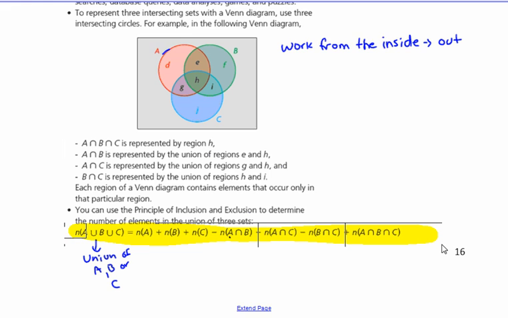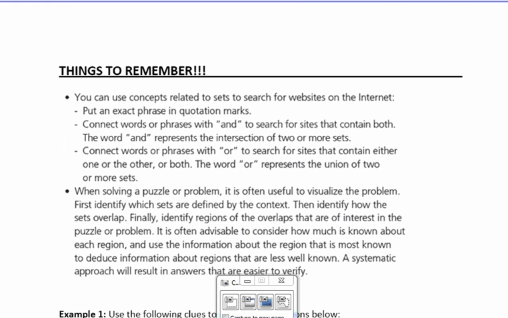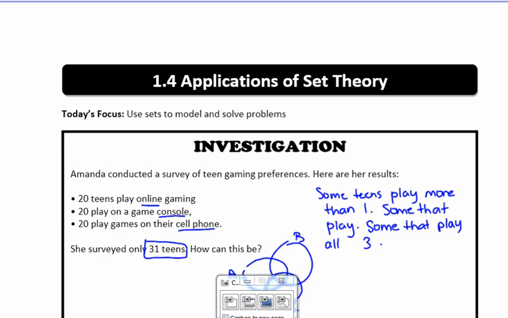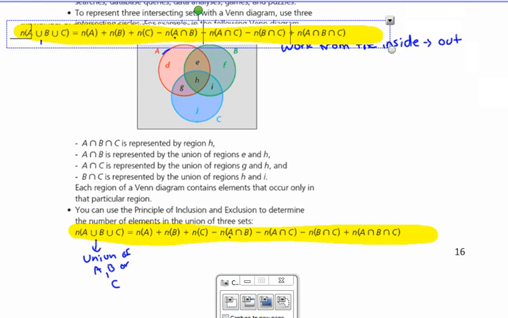I just want to show you with the formula. And where'd it go? Here.